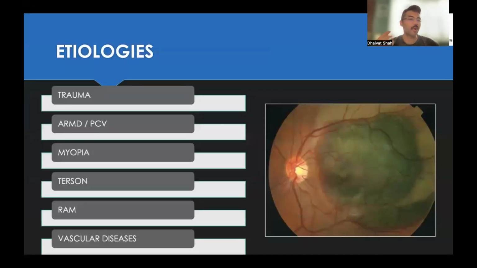So there can be various causes of submacular hemorrhage, the most common being trauma, ARMD, PCV, and retinal artery macroaneurysm. But there are a few uncommon causes that need to be considered. That is, secondary to myopia, Terson syndrome, or vascular diseases like diabetic retinopathy or vein occlusion.